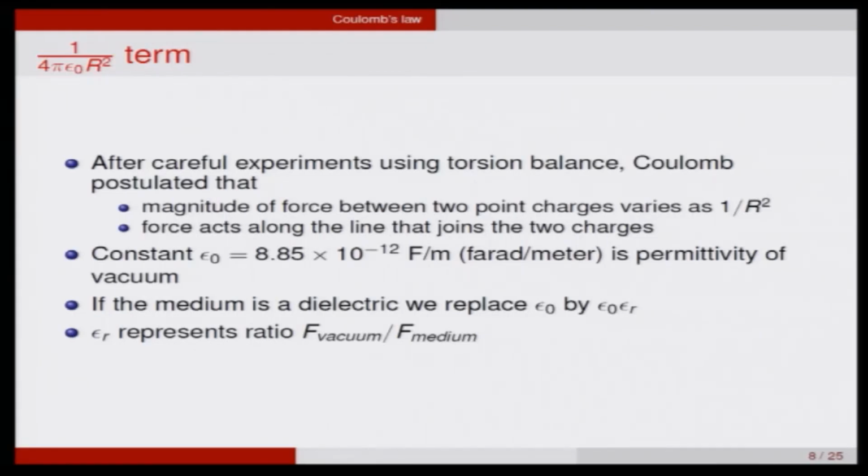Unlike the gravitational force law, in which the force is always attractive, here you can have attraction as well as repulsion. In colloquial terms, we know that like charges repel and unlike charges attract. Both this repulsion as well as attraction happen with a force that varies as 1 by r square, where r is the separation between the two charges.